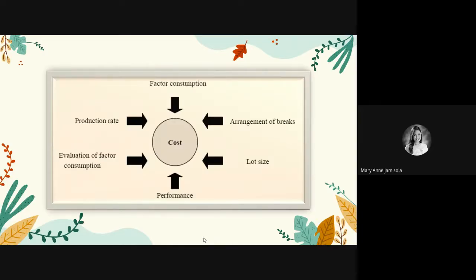First, this one is according to author Rummel, which was published in 1949. So if you notice here, the list of cost drivers, we have factor consumption, arrangement of brakes, lot size, performance, evaluation of factor consumption, and the production rate. The list of cost drivers, according to the author Rummel in 1949, is constrained only on the production area.